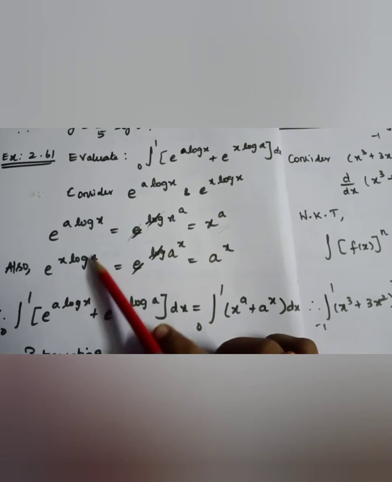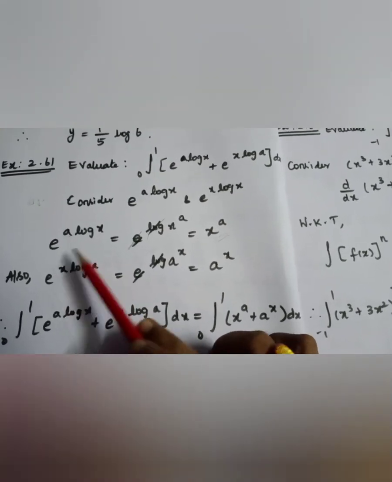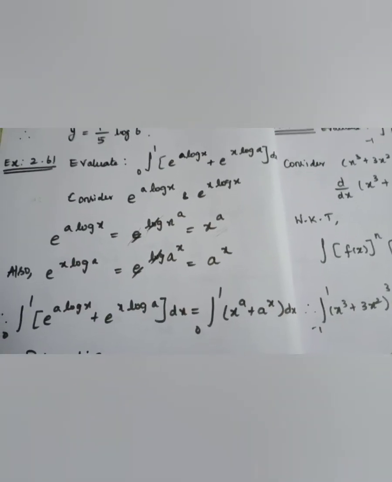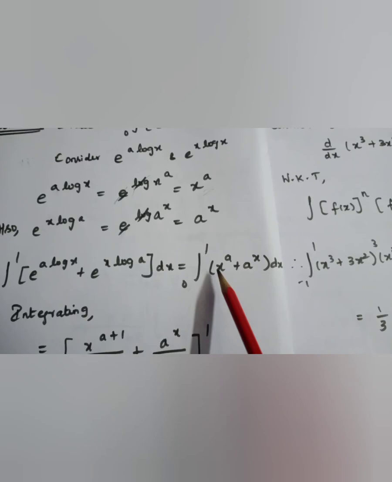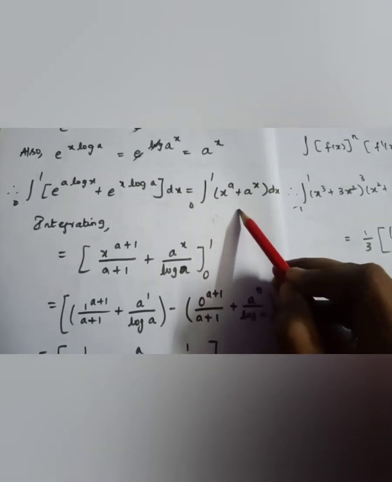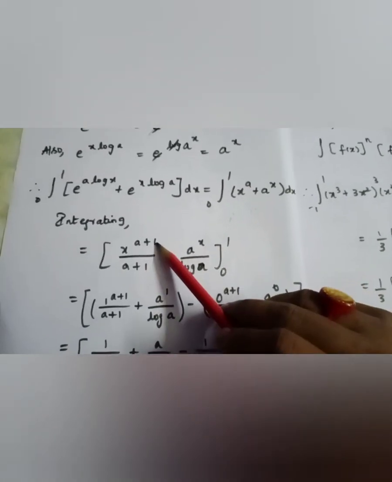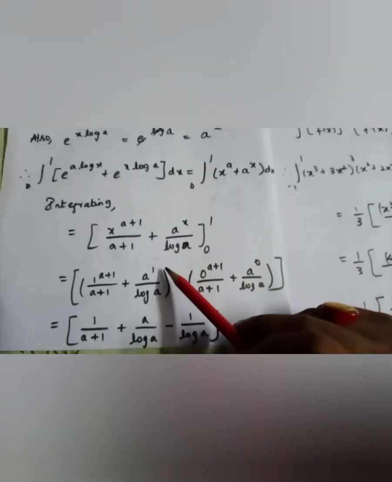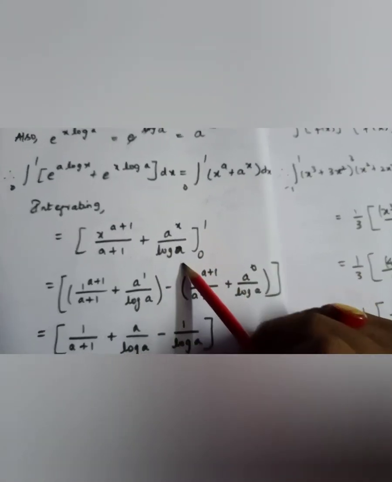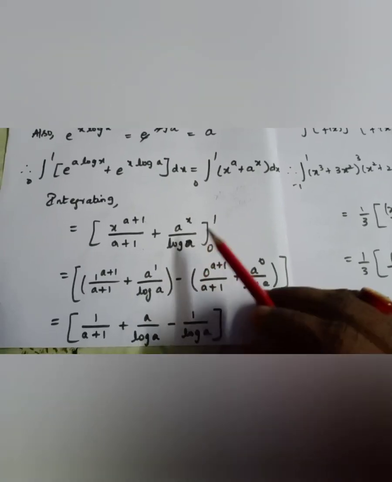Similarly, for e power x log a, again I can take this x to the power, so this becomes e power log a power x. So e and log get cancelled, and it is a power x. Now this expression becomes the integral of x power a plus a power x dx. When I integrate x power a, the formula for x power n is x power n plus 1 by n plus 1, so x power a plus 1 by a plus 1. And for a power x we have the direct formula: a power x divided by log a. Now apply the limits.